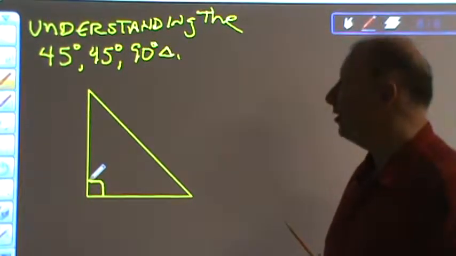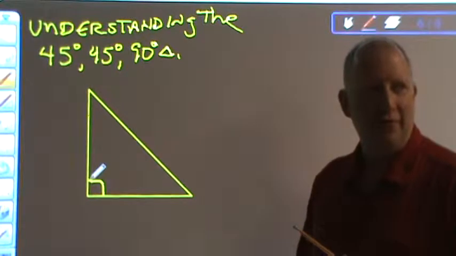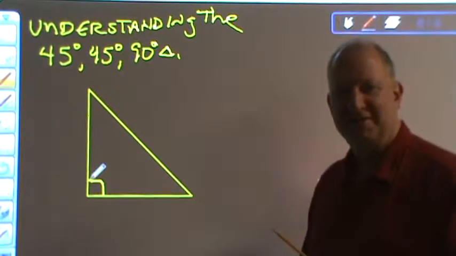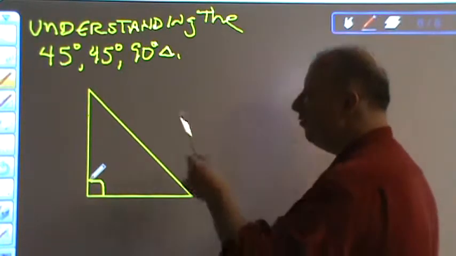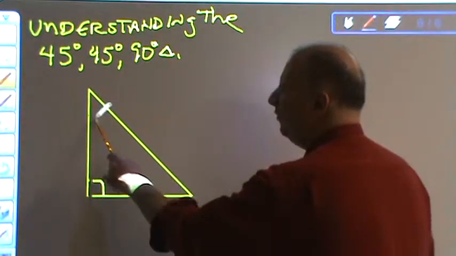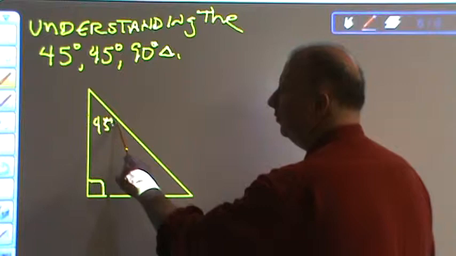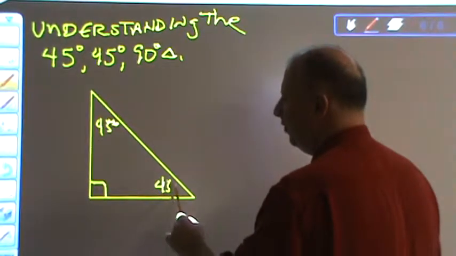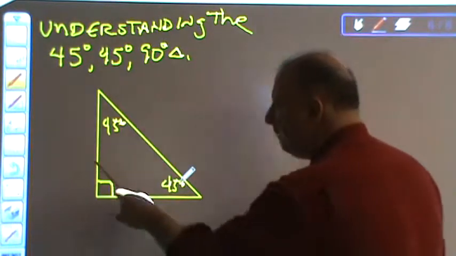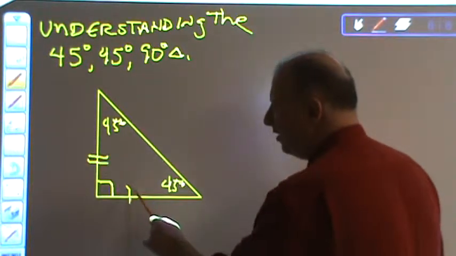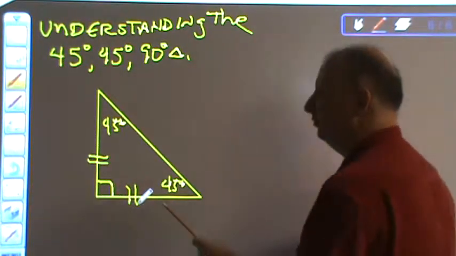This lesson will be about understanding the 45-45-90 degree triangle, not necessarily memorizing rules. Let's look at what we know. In the 45-45-90 degree triangle, these two angles are 45 each, and there's a 90-degree angle. That means we have a right isosceles triangle.